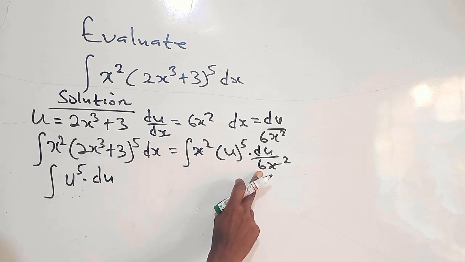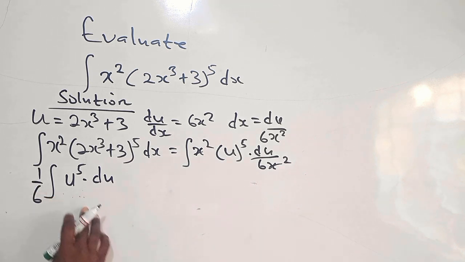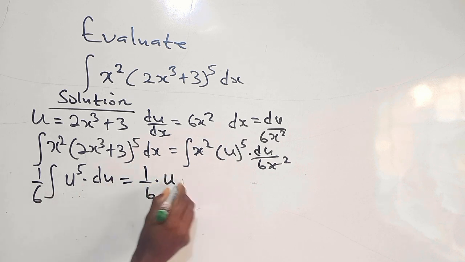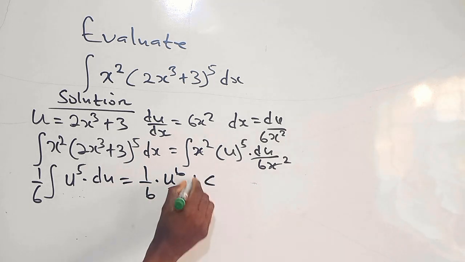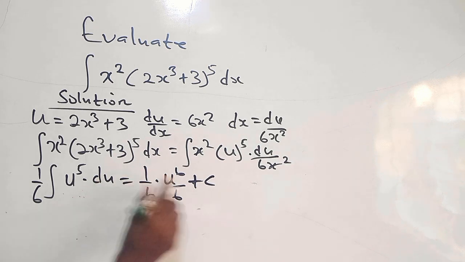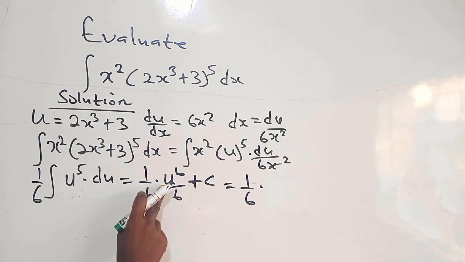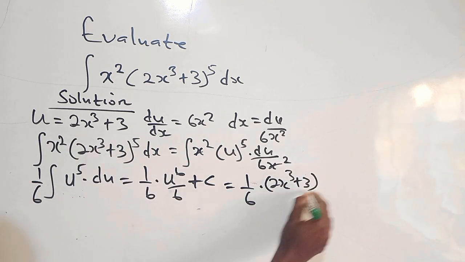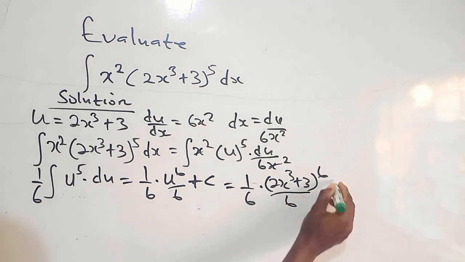But do not forget, I still have my 6, so I have to bring it out. So I have 1 over 6, and I can integrate this. To integrate this, I add 1 to the power and divide by the new power. So 6 over 6, plus my constant. So from here, I have 1 over 6 times the value of u, which is 2x cubed plus 3, raised to power 6, over 6, plus c.